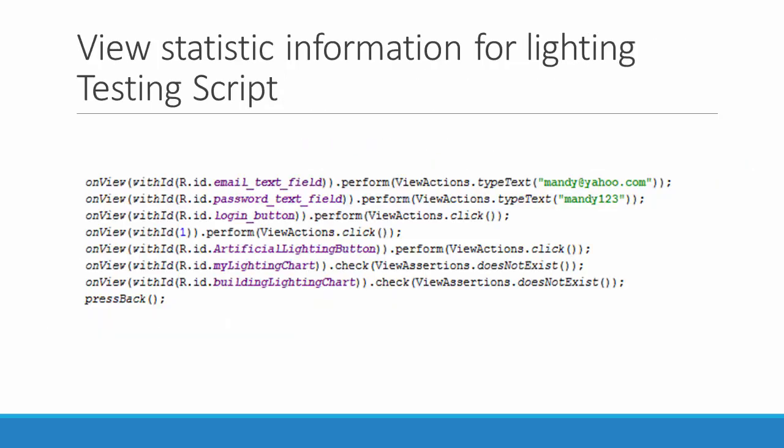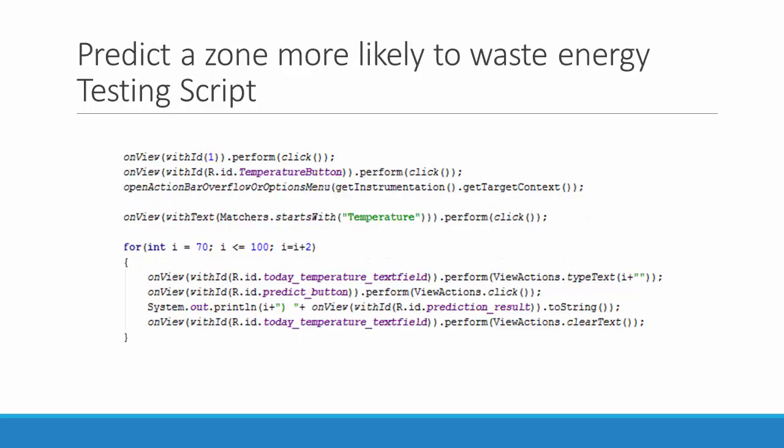For our automated testing, we used Android Espresso. This is the script for testing the use case view statistics information for lighting. It logs in as a user, Mandy, and validates that the pie charts in the lighting view exist. This is a script for testing the use case predict a zone more likely to waste energy. We test the results by trying various inputs.